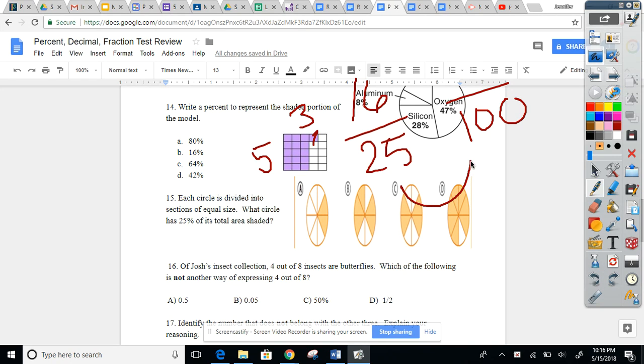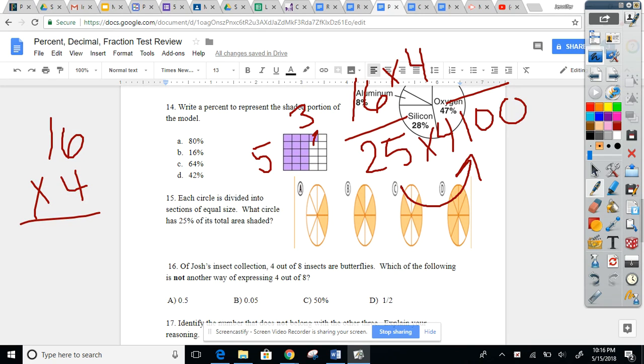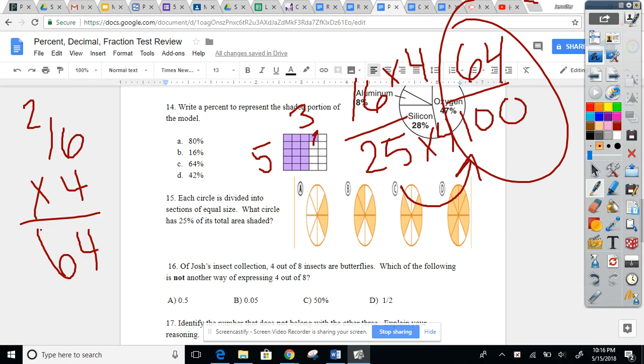Can I go from 25 to 100? Yes. What can I multiply by? Well, let's think about our quarters. 25 cents is 1 quarter. How many quarters does it take to make $1? 4. So 25 times 4 is 100. So now 16 times 4 is what? 16 times 4, we could say 6 times 4 is 24. 4 times 1 is 4 plus the 2 is 6, so that's going to be 64. Now, if I have a fraction that's over 100, that is 64%. Do I have an answer choice that matches? Yes, that would be C. Okay?